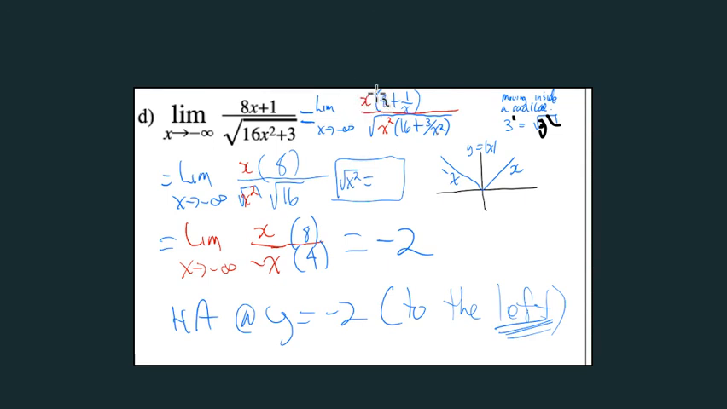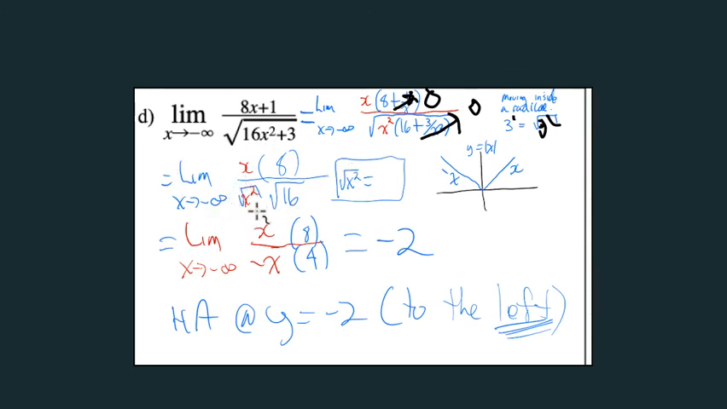Then in the numerator, I have to factor out x. Factoring x out of 8x is 8. Factoring x out of plus 1 is 1 over x. So I can do a few things right away. I can see that 1 over x, 1 over negative infinity, is going to go to 0. I can see that 3 over x squared, 3 over negative infinity squared, will also be 0. So all I'm left with is the x, the 8, the x squared, and the 16 under the square root sign. I've simplified that here in the next line.